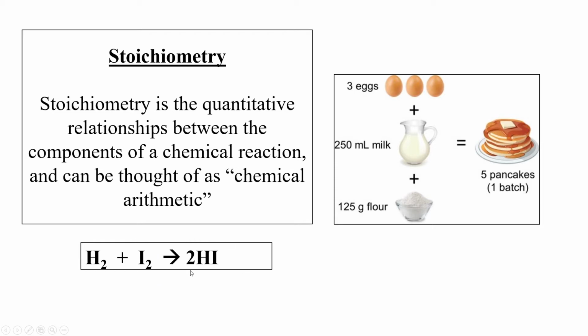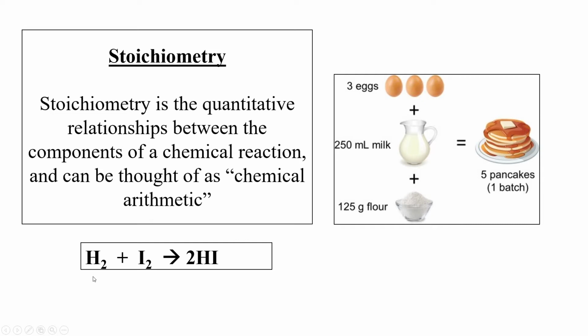moles of hydrogen iodide. So the quantitative relationship between the moles of reactant and product is we have 1 mole of hydrogen reacting and giving 2 moles of hydrogen iodide. Same is 1 mole of iodine reacting and giving 2 moles of hydrogen iodide. So this relationship that we are just using is the quantitative relationship.